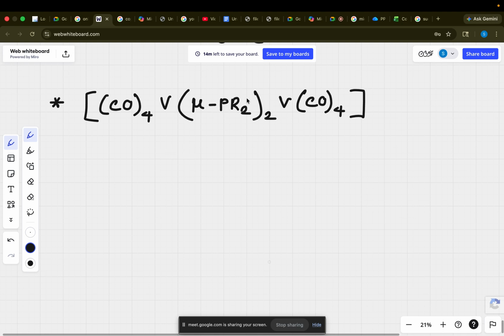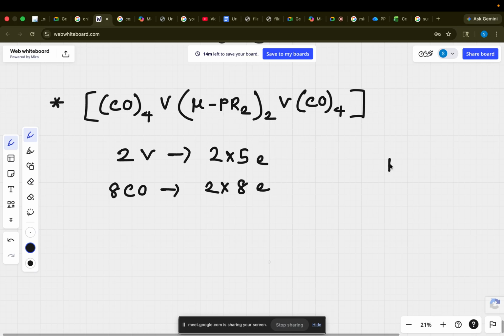So basically you have first of all two vanadium centers. How many electrons will I get? 10 electrons. Vanadium means 3d3 4s2, right? 5 electrons from each vanadium, so 2 vanadium is donating 10 electrons. Now in total you have 8 carbonyls, so 2 into 8, that many electrons. And what is left here? PR2.